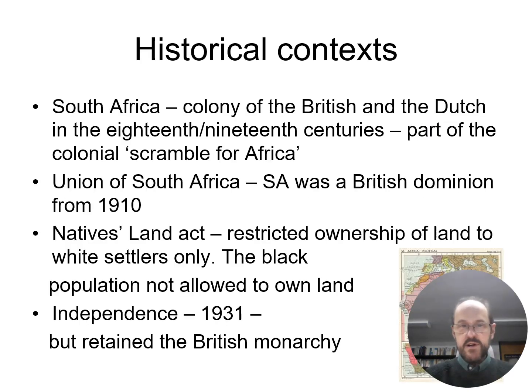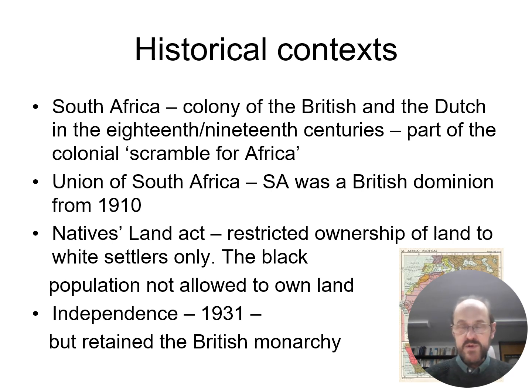Okay, so let's start to think about some of the broader historical contexts. Now, South Africa was originally a colony of the British and Dutch in the 18th and 19th centuries, part of the colonial scramble for Africa, as it was called. The Union of South Africa was a British dominion from 1910. During that period, the Natives Land Act was in place, which restricted ownership of land to white settlers only. The black population were not allowed to own land.